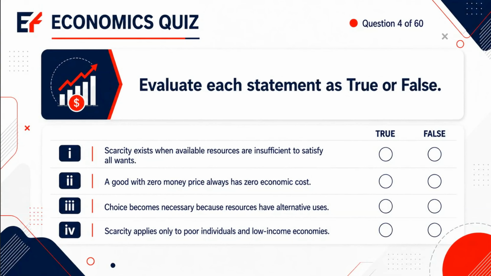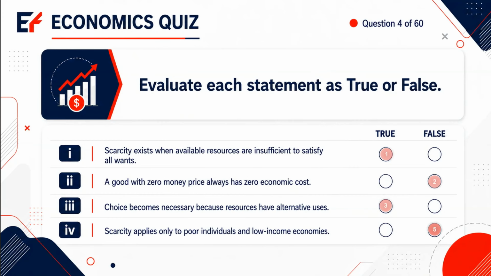Question 4. Evaluate each statement as true or false. Scarcity exists when available resources are insufficient to satisfy all wants. The correct answer is true. A good with zero money price always has zero economic cost. The correct answer is false. Choice becomes necessary because resources have alternative uses. The correct answer is true. Scarcity applies only to poor individuals and low-income economies. The correct answer is false.